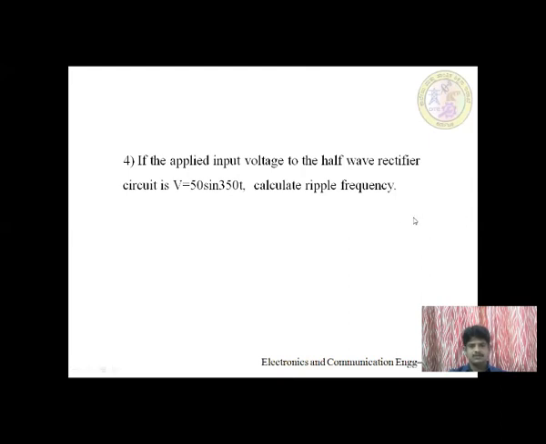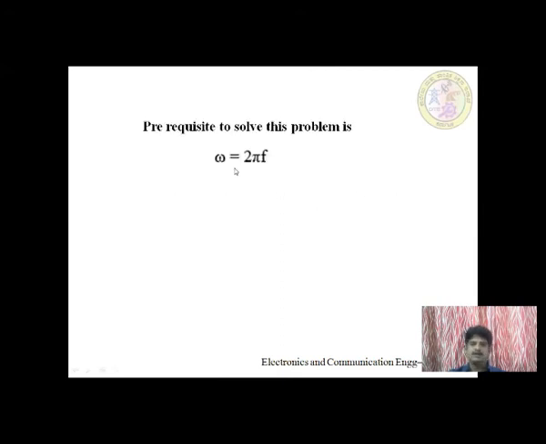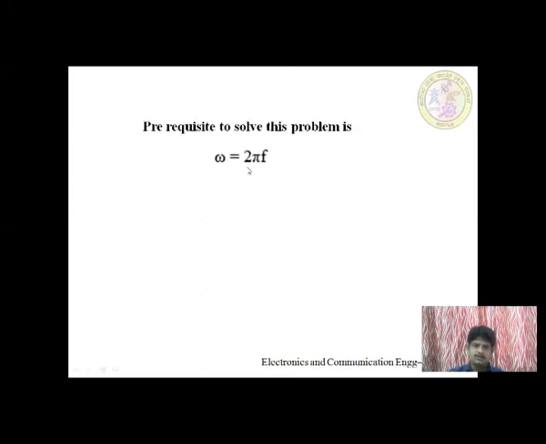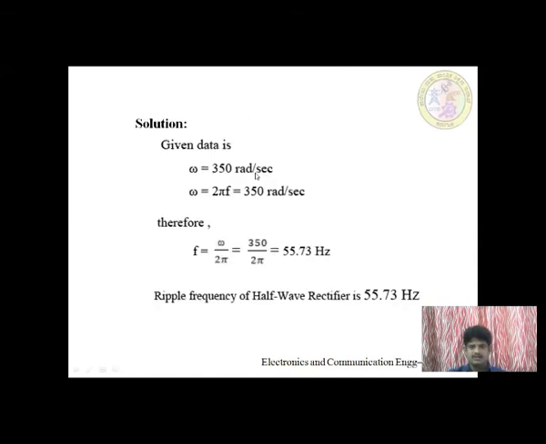So the prerequisite is obviously, since it is asked to calculate the ripple frequency, that means we need to know the ripple frequency f. First we need to know omega is equal to 2 pi f. Having this in mind, omega is 350 rad per second. So omega is equal to 2 pi f. You have to simplify this.